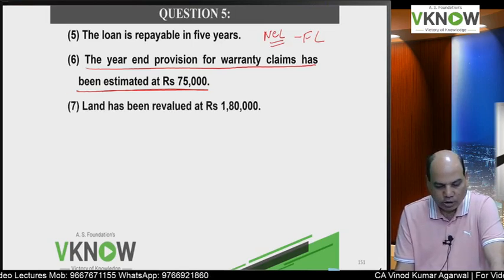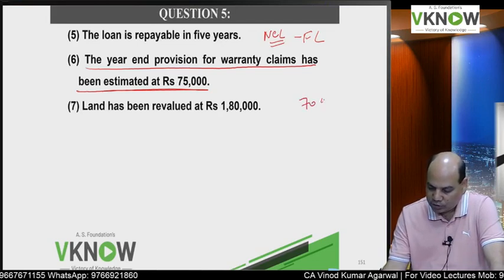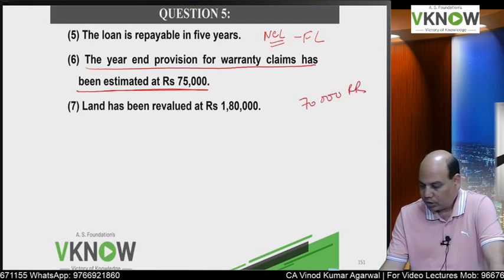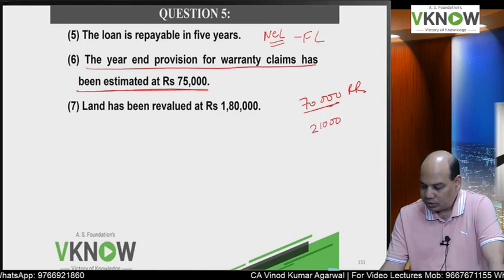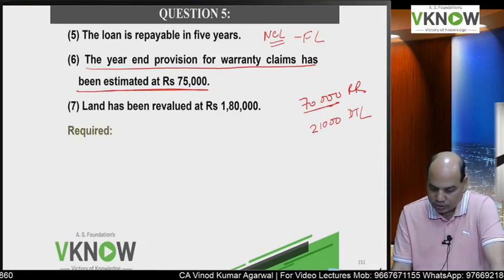Land has been revalued at rupees 1,80,000. And what is the cost of land in the problem? 1,10,000. So 70,000 will go to revaluation reserve. And because the tax rate is given, 21,000, 30%, deferred tax liability will also come. Deferred tax liability will also appear.